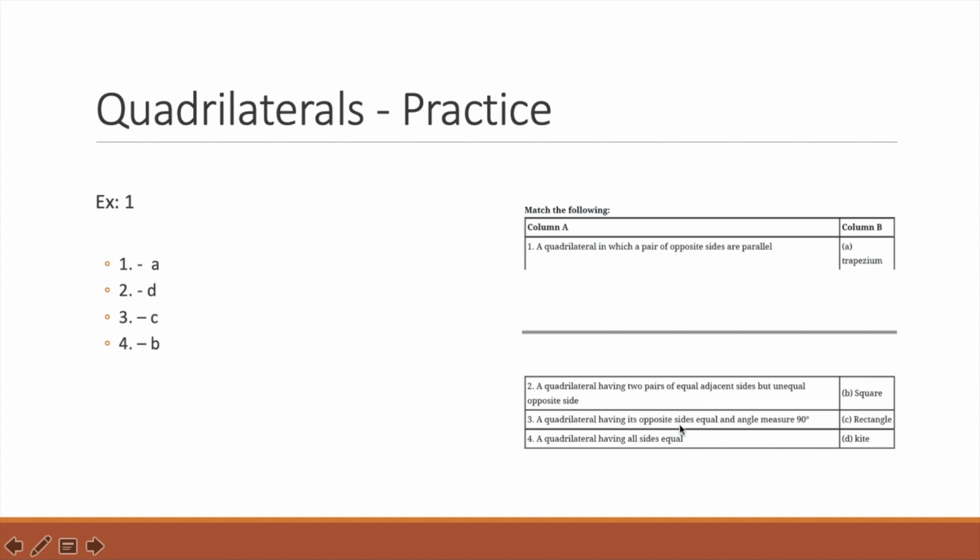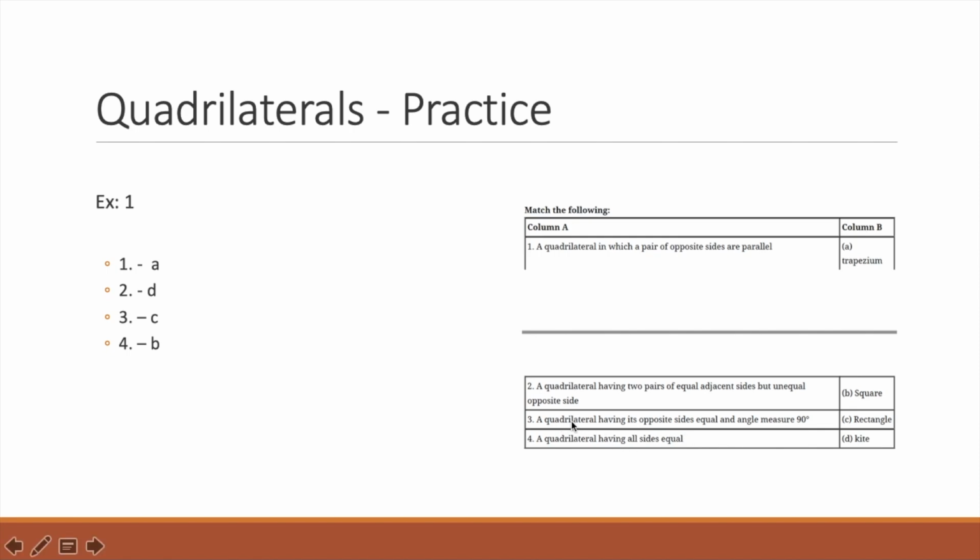So it could qualify for square also, but in this case we need to see which one is most matching. If square will be occupied by another option, then the leftover one we need to consider. A quadrilateral having all sides equal, that is a square. So when you are solving a problem with matching, you need to give some option to somebody, right? It shouldn't happen that you mark both square and rectangle for option 3 and leave option 4 or something like that.